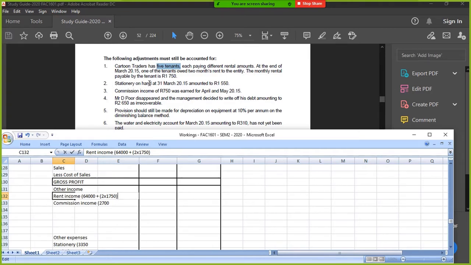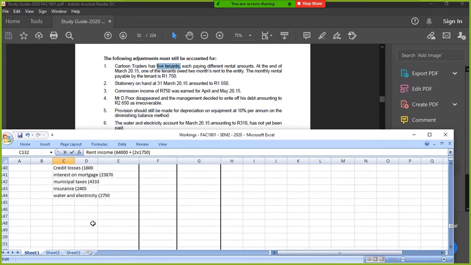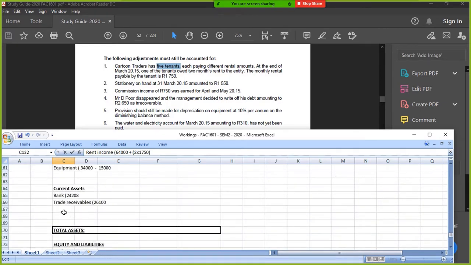Number 2, stationery on hand, amounted to that amount. What did you have? You had debit stationery on hand, very good. You even had asset increase. You've got the working. Stationery on hand is a current asset. Accrued income is a current asset. So you need to show the other half.